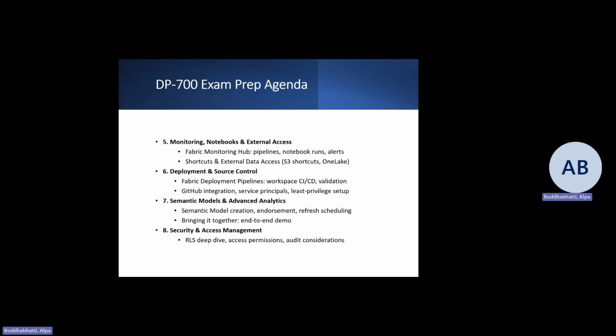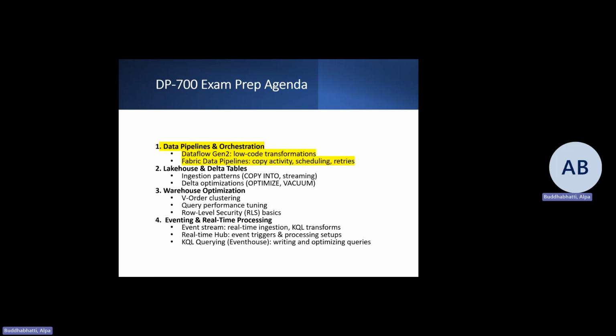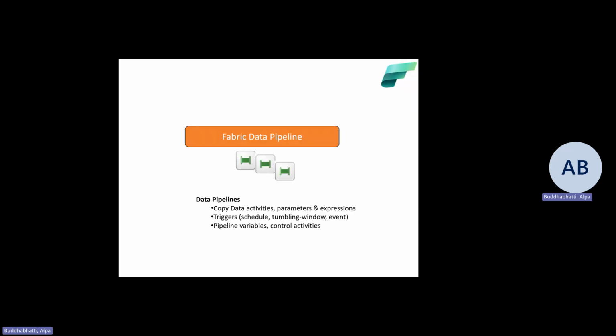So let's start with the first one, which is data pipelines. In this data pipeline section, we will see Dataflow Gen2, which helps you do transformations. You also have a Fabric data pipeline where we can have copy activities and other activities. We can also schedule it as well. So this is section 1, and we are starting with that. We have around 8 questions for this first section, which is Fabric data pipelines.